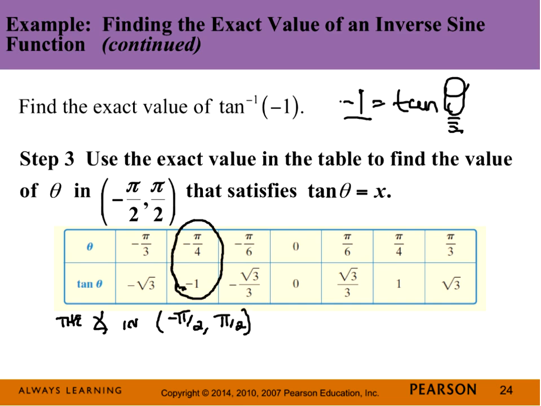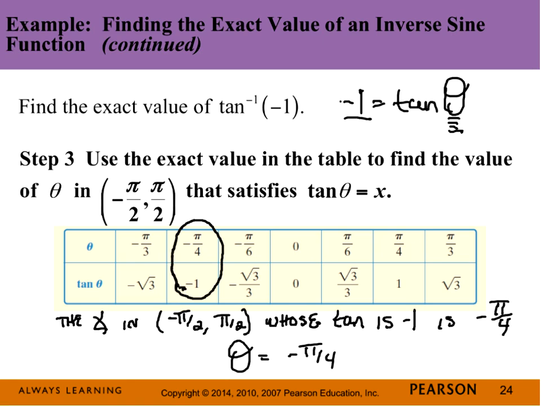So let's get in words, the angle in, notice we have parentheses here, -pi/2 to pi/2, because if we use brackets, that's saying include these values, and we know at those values there are asymptotes, whose tangent is -1 is -pi/4. In other words, theta is equal to -pi/4.